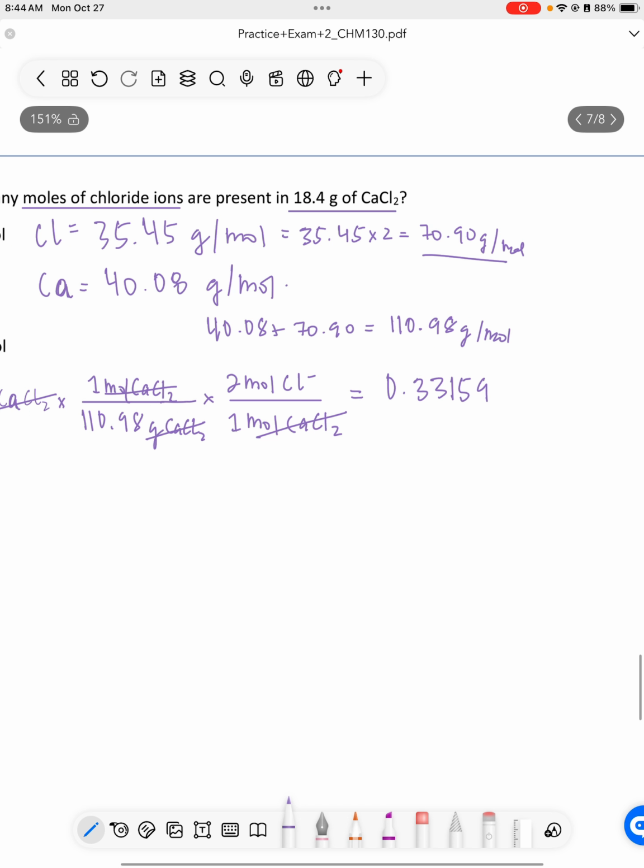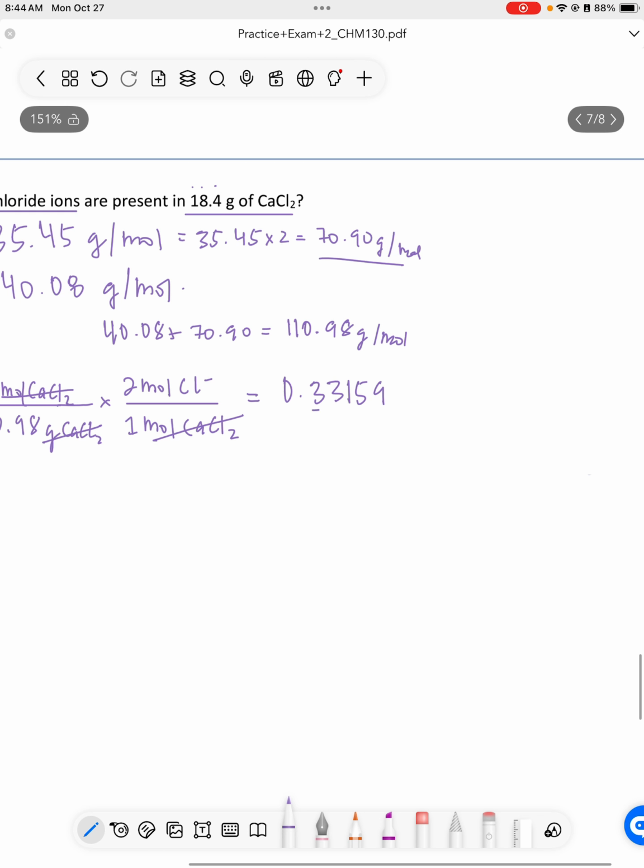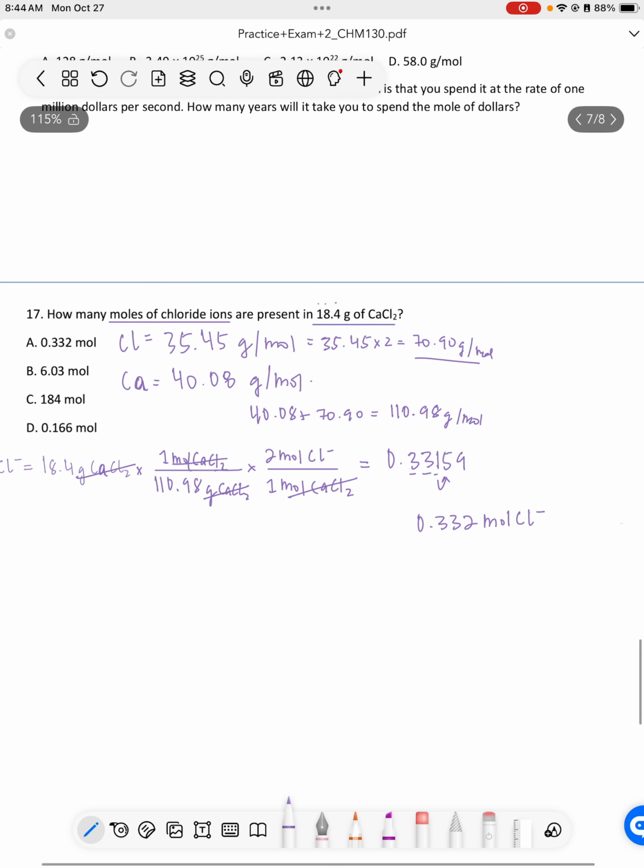Okay, so we have 0.33159. And let's see, how many significant figures? We want 1, 2, 3. We have 1, 2, 3. We look at one more. We have 0.332 moles of chloride ions. And we do have that as an answer.